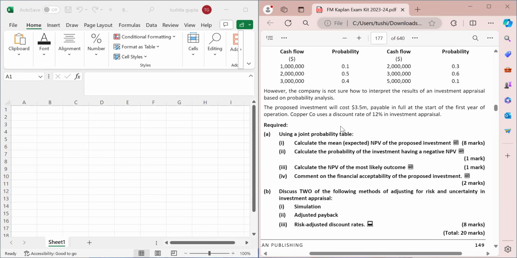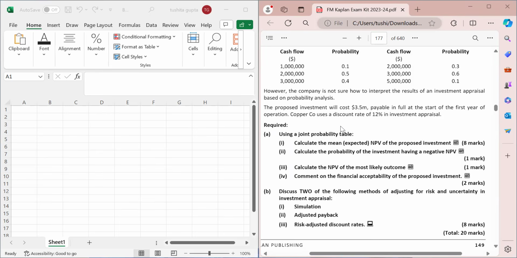Using a joint probability table, you have to calculate the mean or the expected NPV of the proposed investment. This is for 8 marks. Then you have to calculate the probability of the investment having a negative NPV for 1 mark. Then you have to calculate the NPV of the most likely outcome for 1 mark. And then you have to comment on the financial acceptability of the proposed investment for 2 marks.